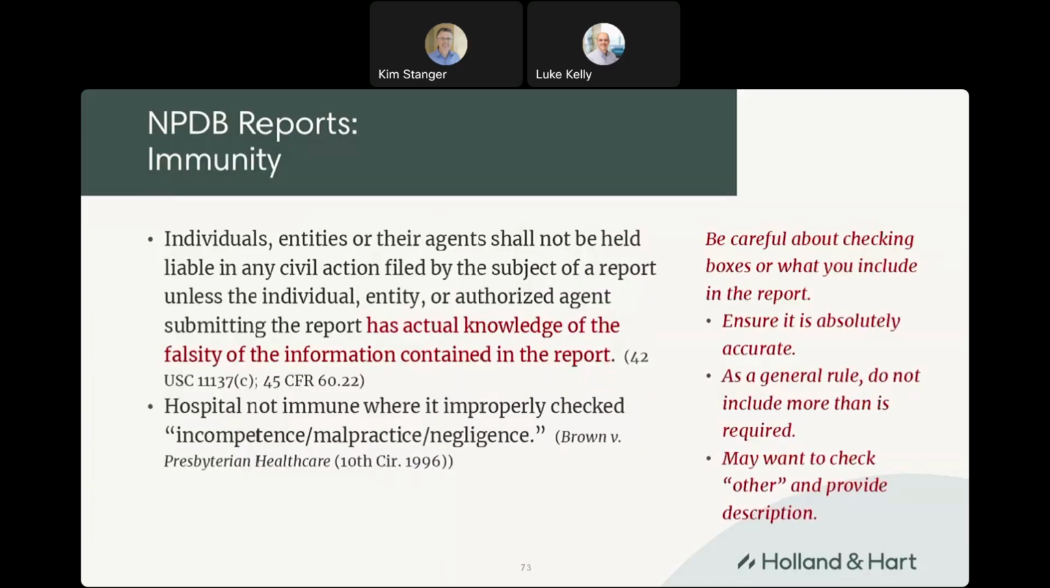If you do report to the NPDB, then generally you have immunity for making those reports so long as it's made in good faith and you don't have actual knowledge of the falsity of the information contained in the report. If you do report improperly, then you can be liable, and there is at least one case out there where somebody's been held liable. So be careful in how you make that report. Make sure that the information you include is accurate.